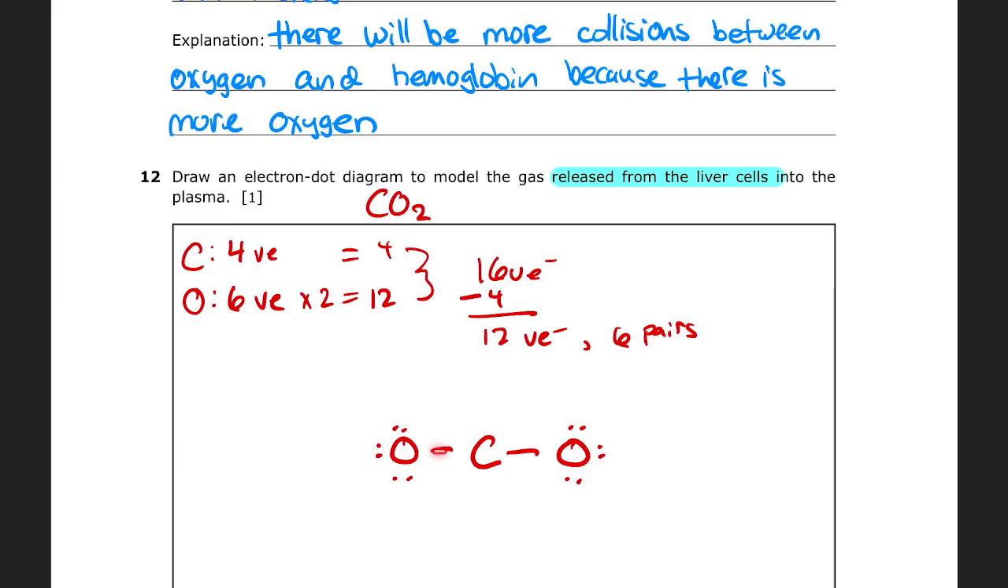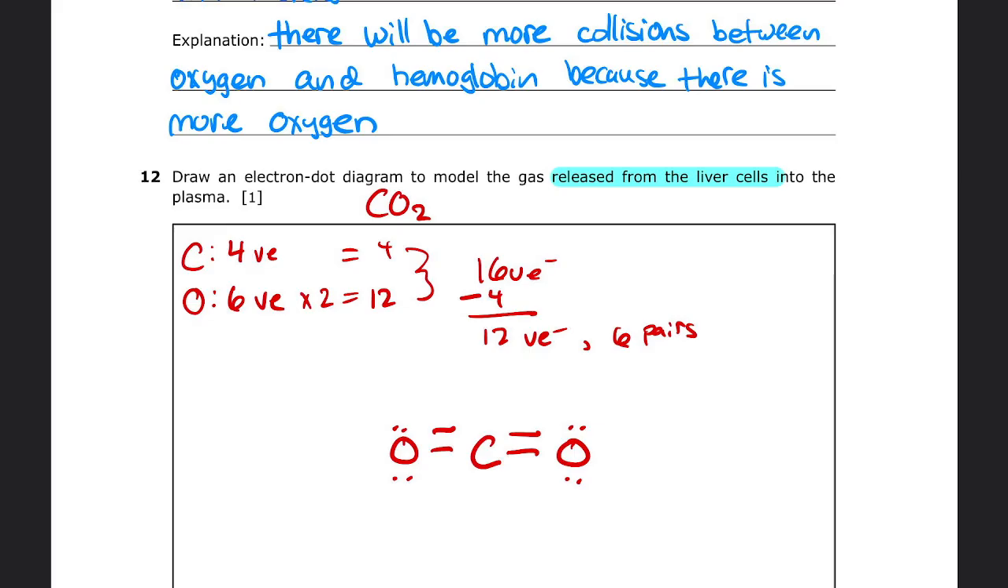So carbon has 1, 2, 3, 4, so that's a problem. So what I'm going to do is take a pair from oxygen and share it with this carbon. And then I'm going to take another pair from the other oxygen, because we're still going to have less than 8, and share it here.